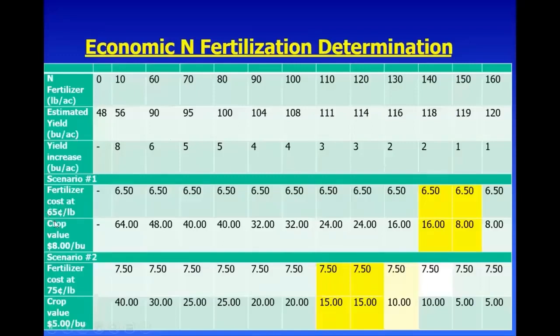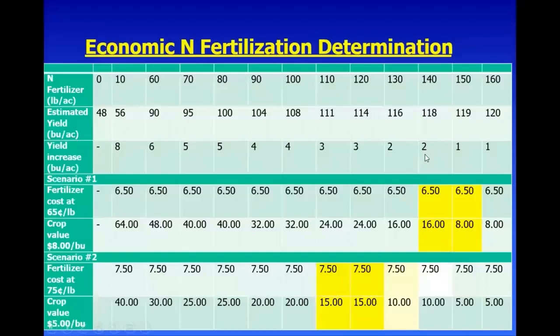If nitrogen fertilizer is costing 65 cents a pound, for 10 pounds of nitrogen fertilizer, that's $6.50 for every 10 pounds of fertilizer we're putting on. What's our crop value? Well, in this case, I used $8 a bushel for hybrid spring wheat. So down here, if we put on 10 pounds of nitrogen fertilizer, it costs us $6.50, but we're going to get $64 back in terms of increased yield. But as we go across, put on more and more nitrogen fertilizer, our increments of yield increase get smaller and smaller. So this is about where I would stop.